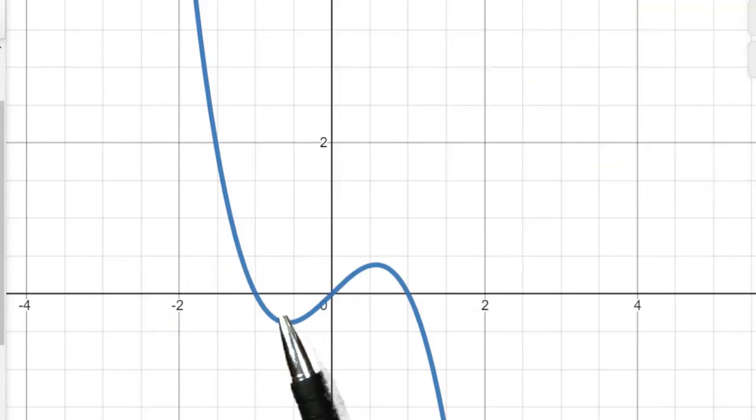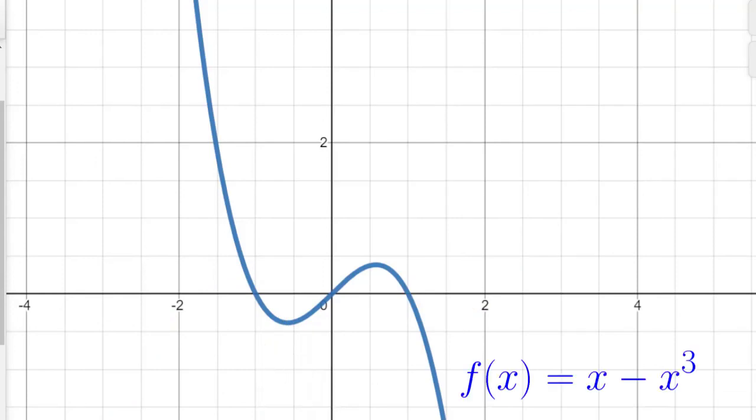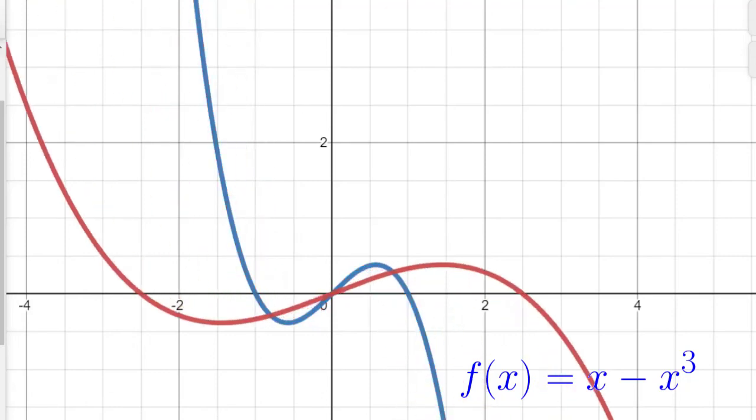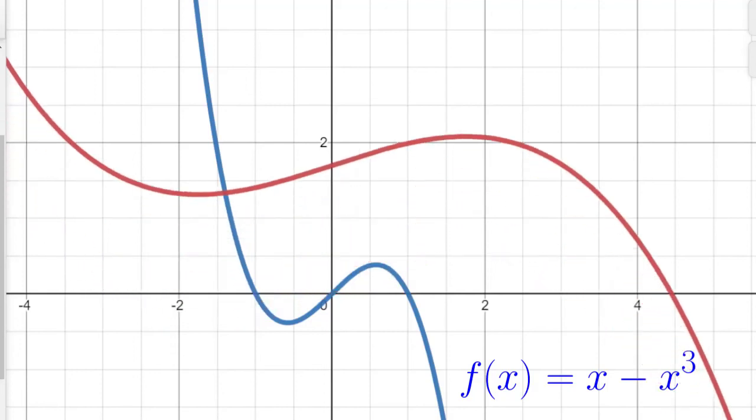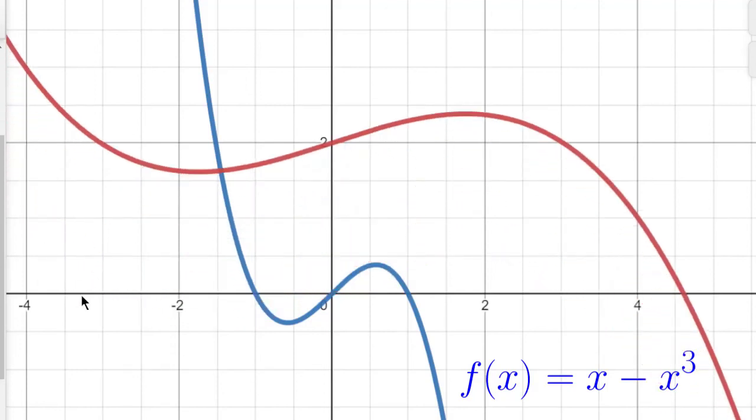Okay, so let's get some practice here. First of all, I'm going to tell you the expression for this function. This function is given by x minus x cubed. Now we're going to apply a couple of transformations to this function and see if we can figure out the expression of the resulting function. So let me create the transformed function. The first thing we're going to do is scale this function horizontally by a factor of 3. All right, so there we have it. Now we're going to shift it vertically 2 units. Okay, so there's our new function.